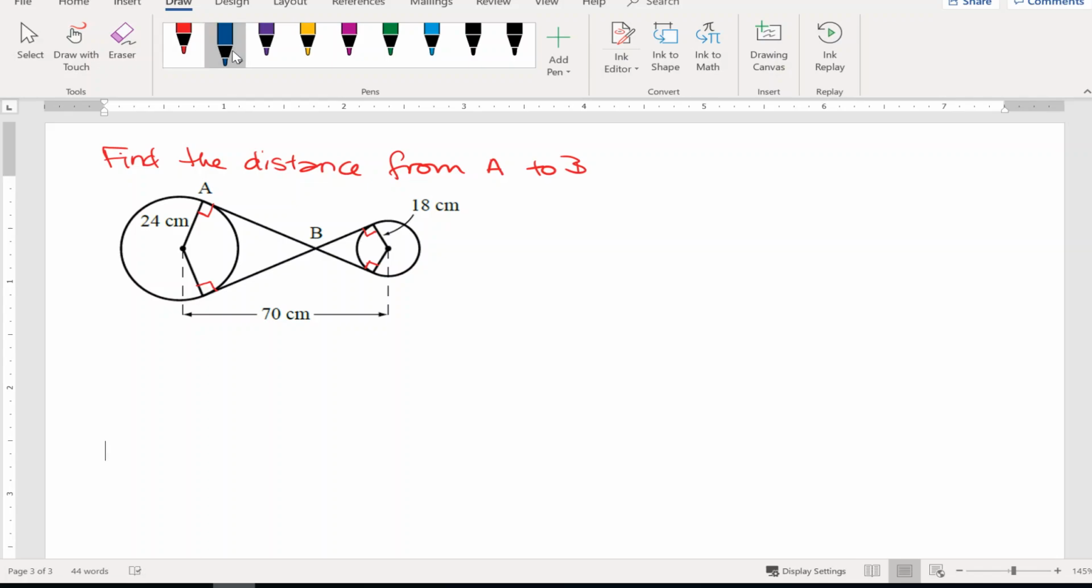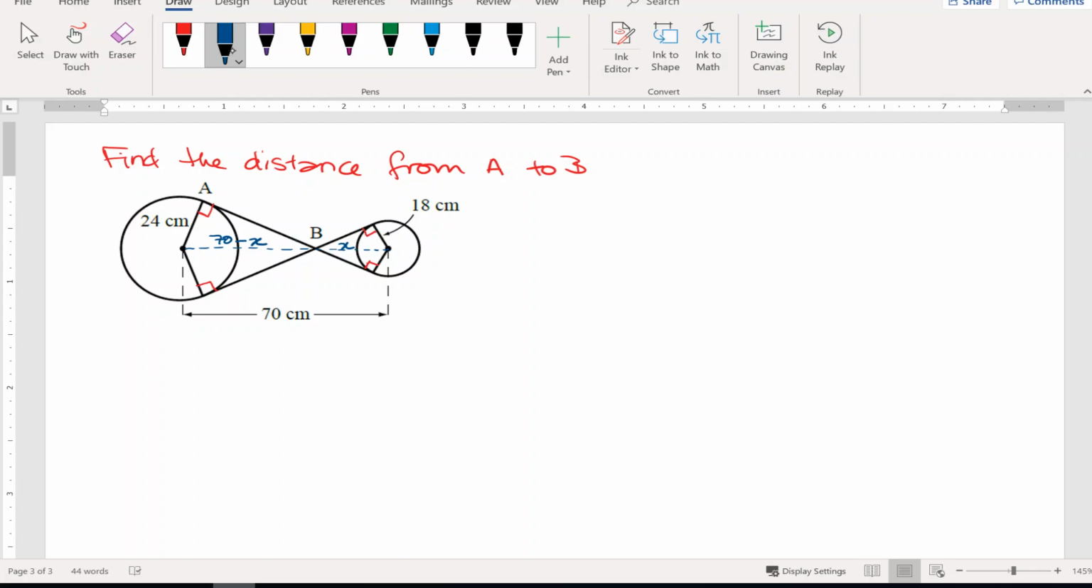Well, let's look at what we know here. If we were to draw a line through here, we know this is 70 centimeters. Let's suppose this distance from B to the center of the smaller circle is x. That means that from the center of the larger circle to B would be 70 minus x.